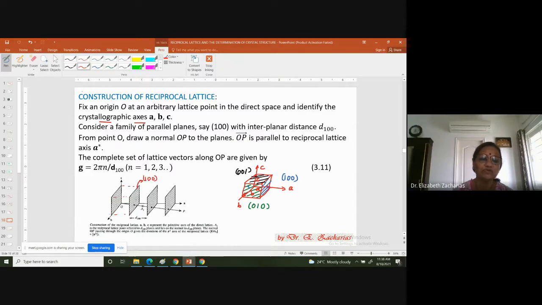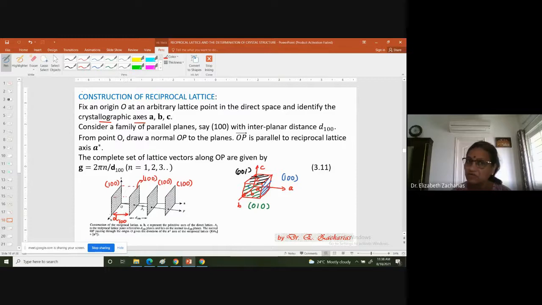This is going to be a 100 plane. Similarly, this plane is a 100 plane. This is a 100 plane. This is a 100 plane. And what is the gap between them? The gap between the planes is going to be denoted by D100. I call it D100. When we say the gap between the planes, we are talking of the perpendicular distance between the planes.